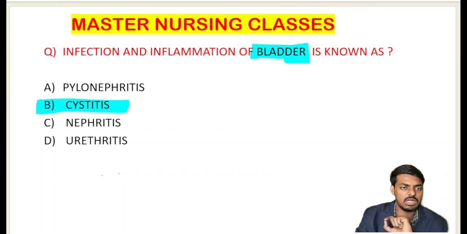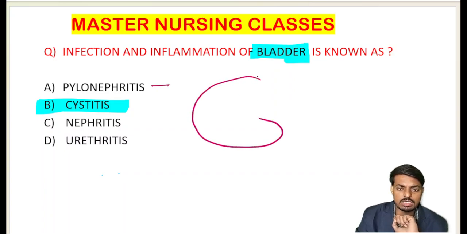Cystitis is the term we will use to describe the infection and inflammation of the bladder. Okay, so then what about pyelonephritis? Pyelonephritis is the condition where there is infection in the kidney and the renal pelvis.